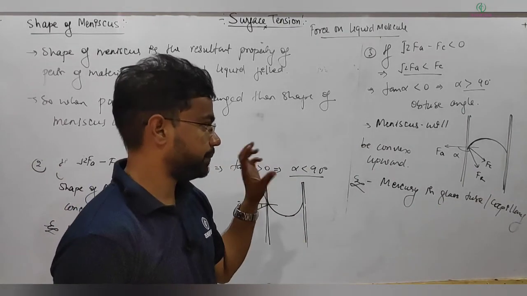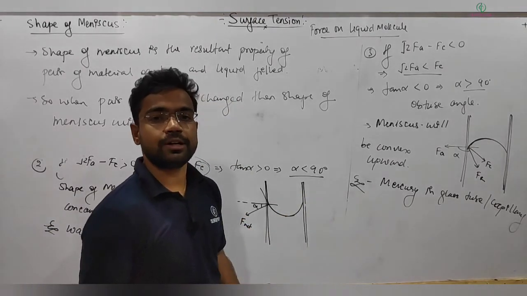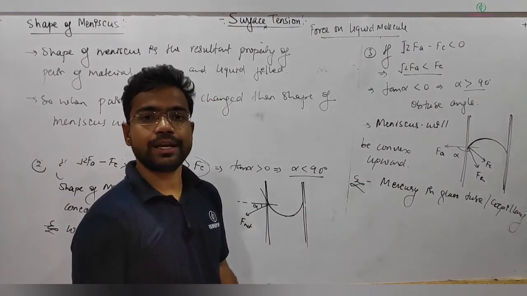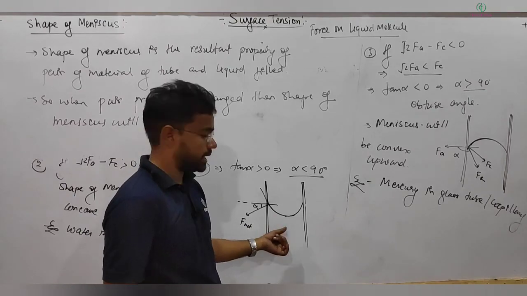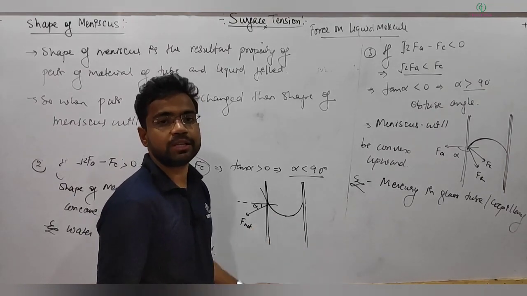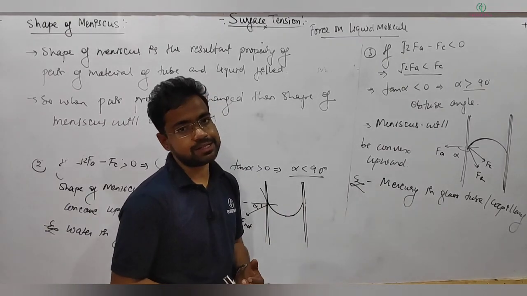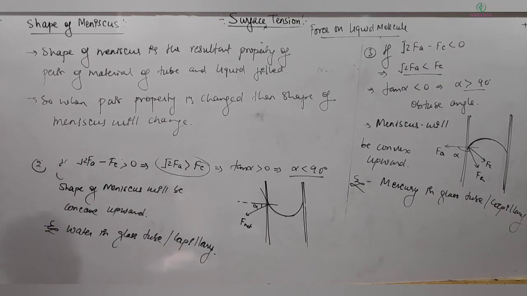But if you're changing the radius and all that, those things will not matter, is it? Because adhesive force, cohesive force, all these things remain the same. These are properties of what? Pair of material of liquid and glass tube. So until you keep those things the same, the shape of meniscus will still remain the same, right? So this is all about shape of meniscus.